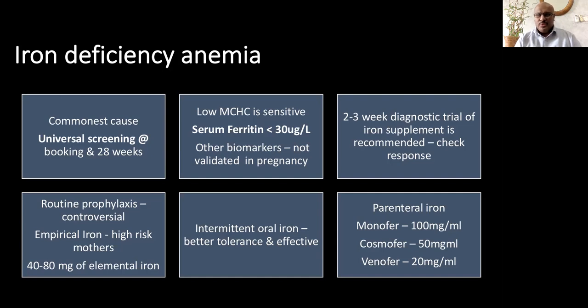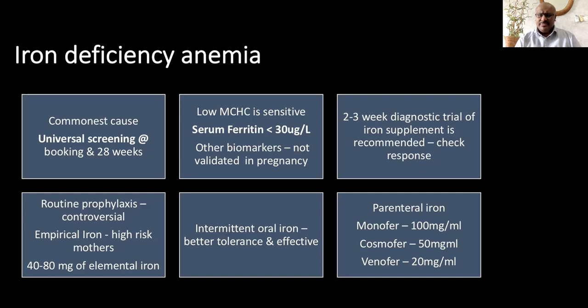Now, how frequent should you check a full blood count in pregnancy? It remains controversial, but at a minimum, the recommendation is to universally screen everyone on 2 occasions, one at booking and one at 28 weeks. Now, although iron deficiency anemia is the commonest cause, please do not assume that it is the cause for anemia. My recommendation is to investigate holistically.